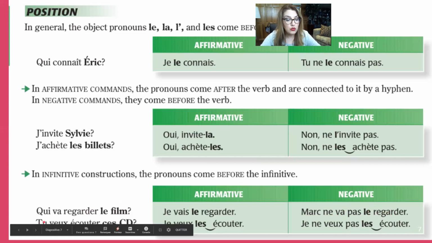Same thing. Tu veux écouter ces CD? Do you want to listen to these CDs? Je veux les écouter. I want to listen to them. Les écouter. In the negative form, je ne veux pas. I do not want. And then les, and then verb 2, which is infinitive. Je vais les écouter. Remember, infinitive means non-conjugated.